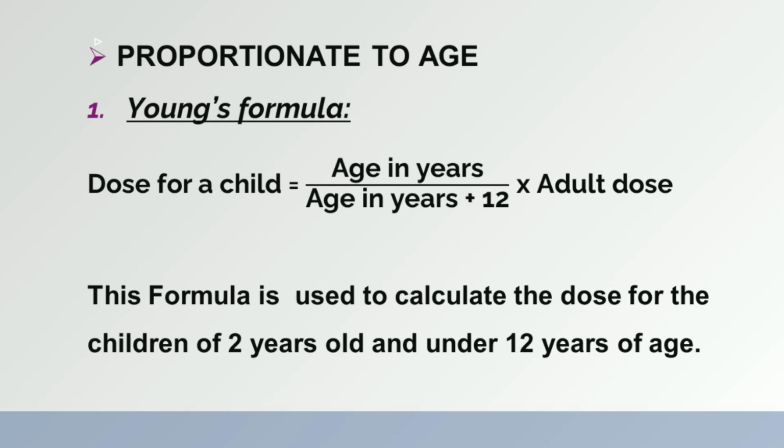The first point is proportionate to age, that is those formulae which are related to age. The first one is Young's formula. According to Young's formula, dose for a child is equal to age in years upon age in years plus 12 into adult dose. This formula is used to calculate the dose for children of about 2 years and under 12 years of age. That is for those children who are between 2 to 12 years of age.